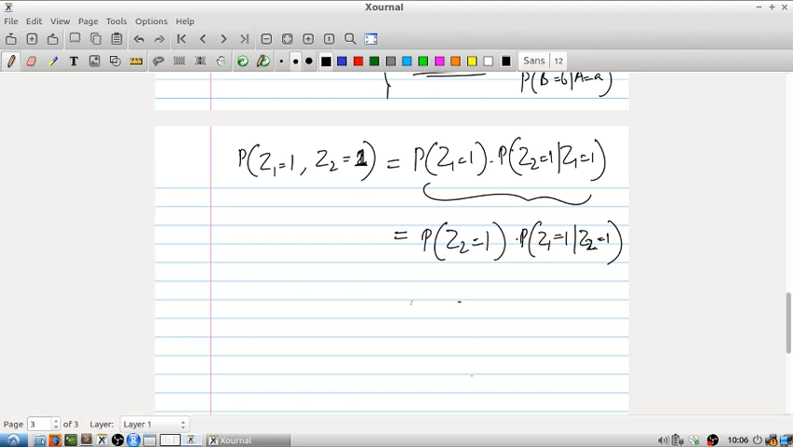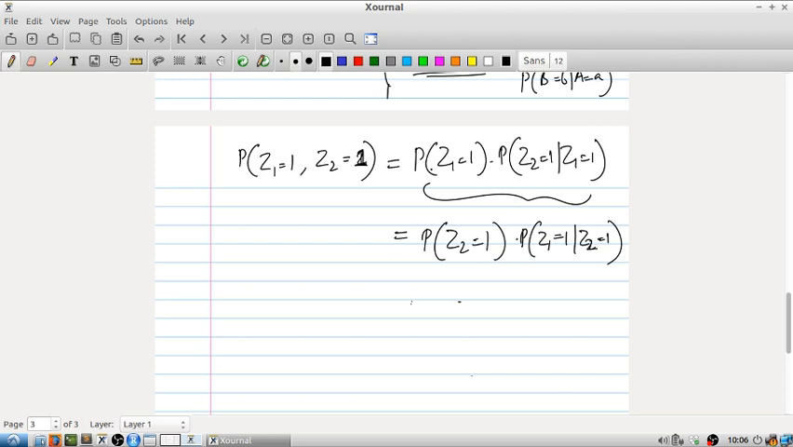So all I'm saying is this is something which holds for any joint distribution. When I say joint distribution, all I'm saying is when you have more than one random variable. Okay, so I have z1 and z2. That's why I call it a joint distribution. If there was only one random variable, I just call it a distribution.